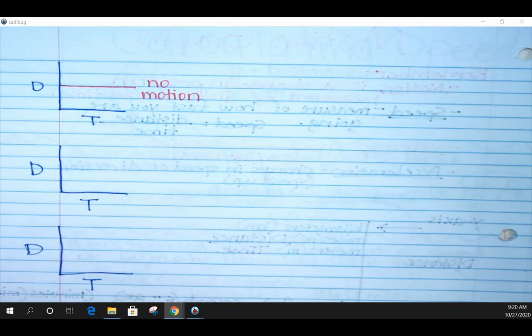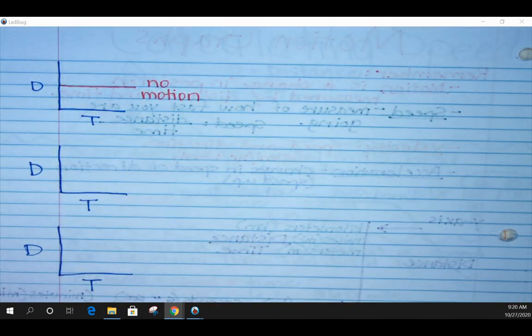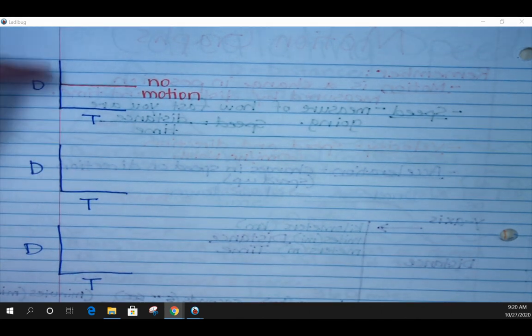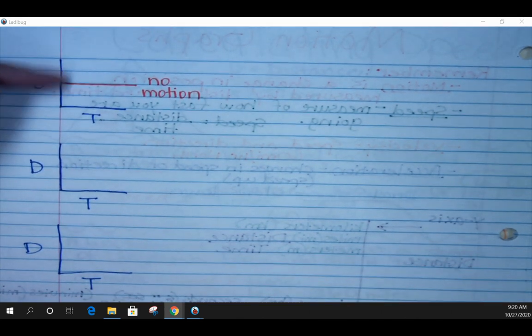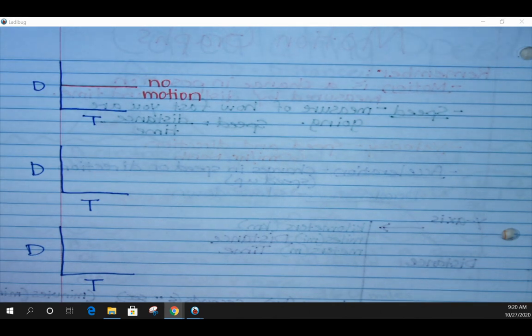It doesn't matter where it is on that graph. It could be down here, up here, anywhere in between. That means no motion. Okay?